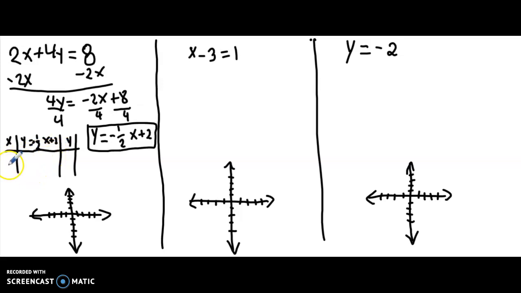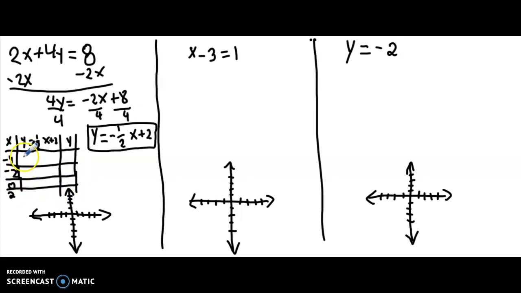So let's just use some negatives, like negative 4, negative 2. I'll have to extend my table here. 0, and maybe 2. And that's going to be enough. All right, starting the work.